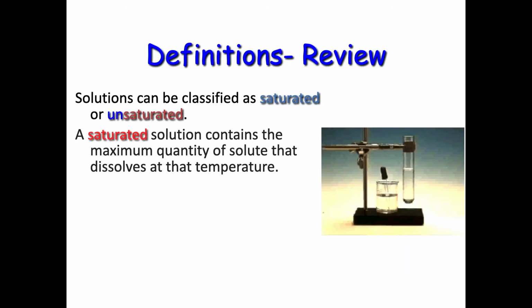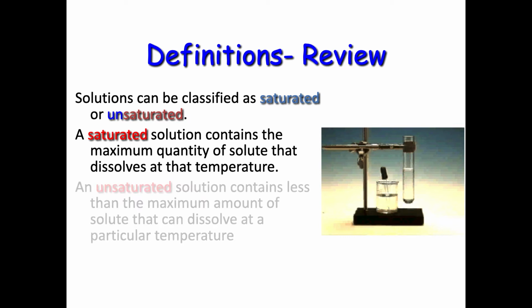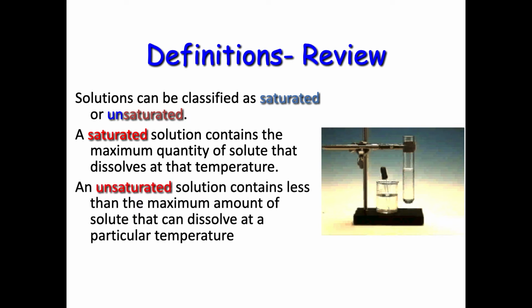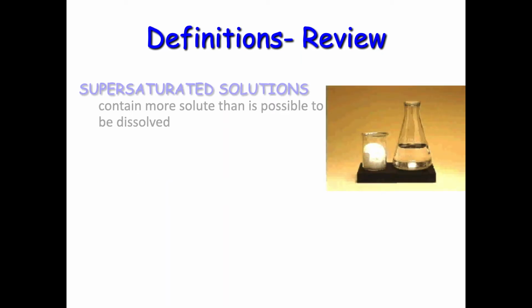So we also have saturated and unsaturated. Saturated means you have the maximum amount that can dissolve. If you put any more in there, any more solute, more sugar in the water, it's going to settle to the bottom. That's called a precipitate. Unsaturated means less than the max. You can keep putting more in there. Notice that these have something about temperature in the definition, and that's what I'm going to show you today.